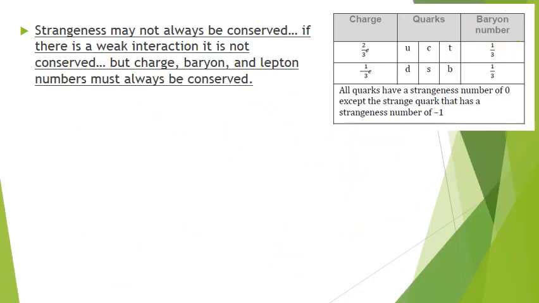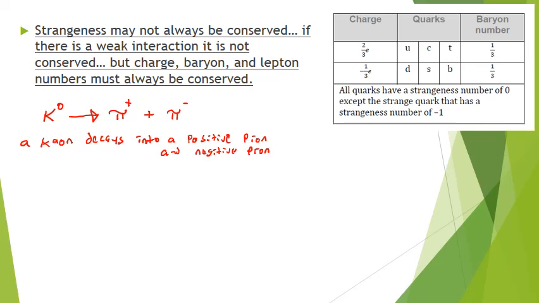So another important principle when we consider this is the fact that strangeness may not always be conserved. If there's a weak interaction, it is not conserved. But again, the charge, baryon number, and lepton numbers must always be conserved. So let's take a look at this instance here. We have a kaon decaying into a positive pion and a negative pion.